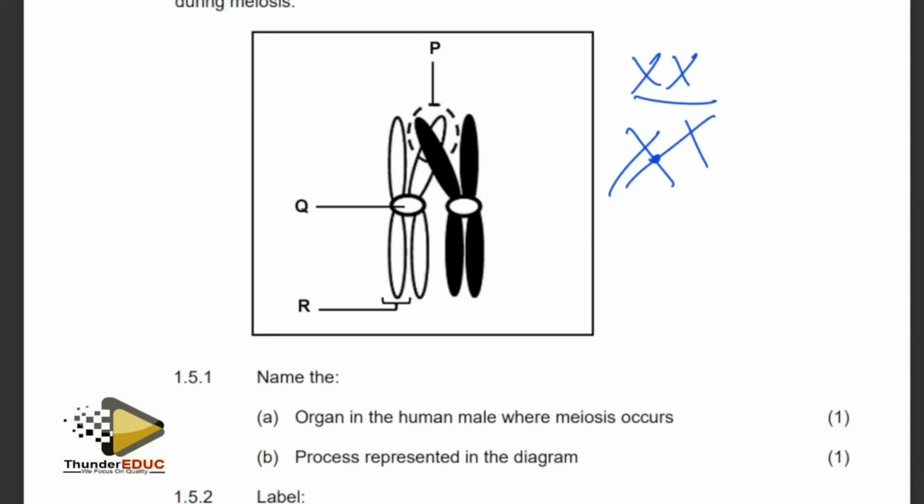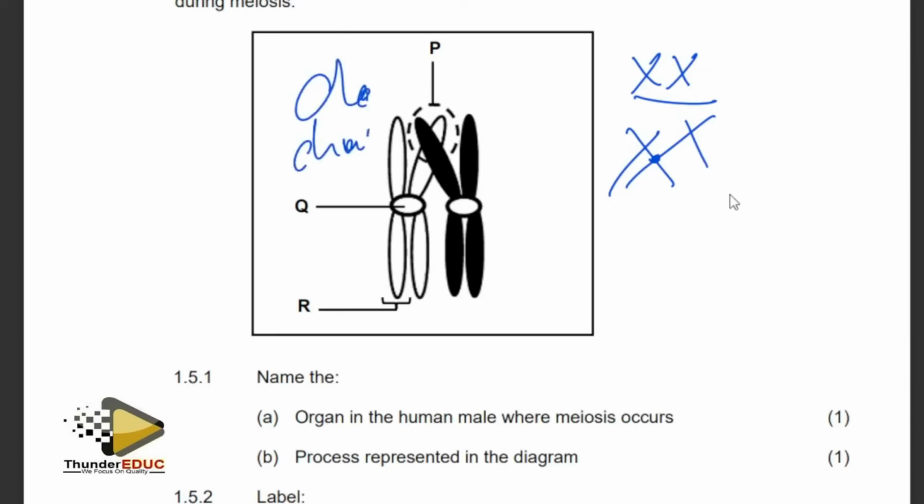All right. Now, what is P? What is this P? Some people call this the centromere. That is not a centromere. A centromere is Q. Please don't confuse centromere and chiasma.